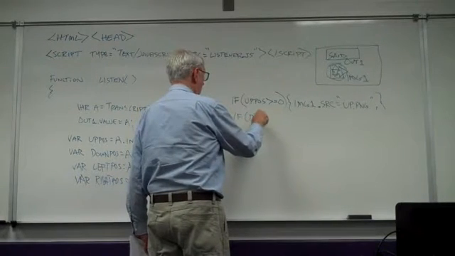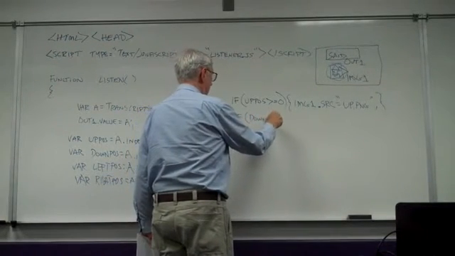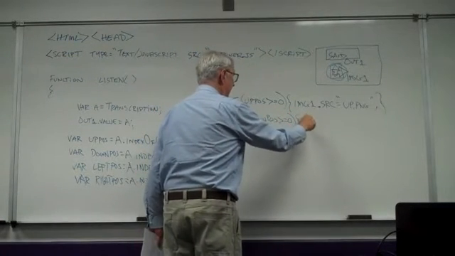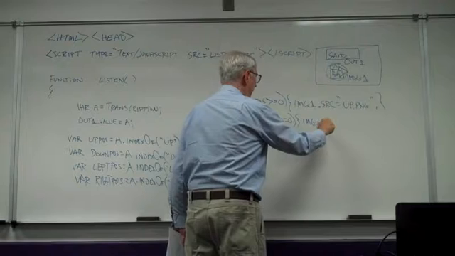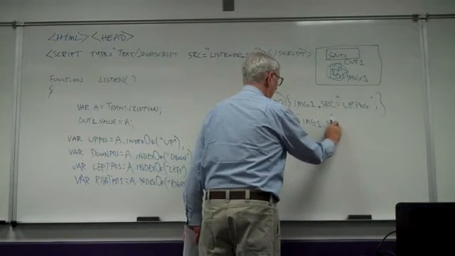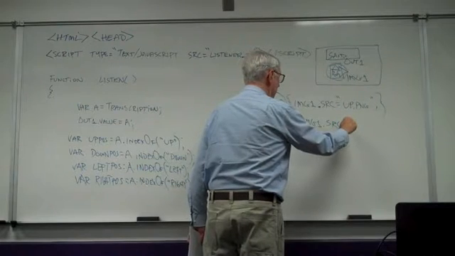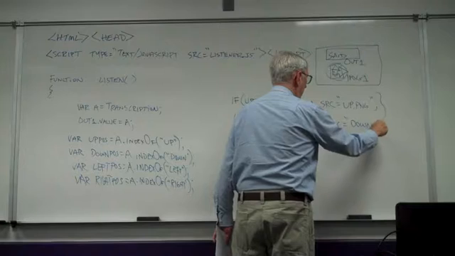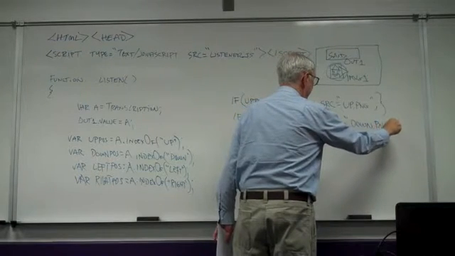Down position greater than or equal to 0. In that case, put it in image1.source. Source equals down.png. That's what I call the second file.